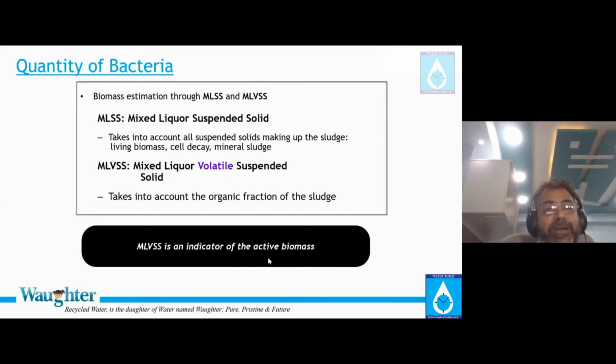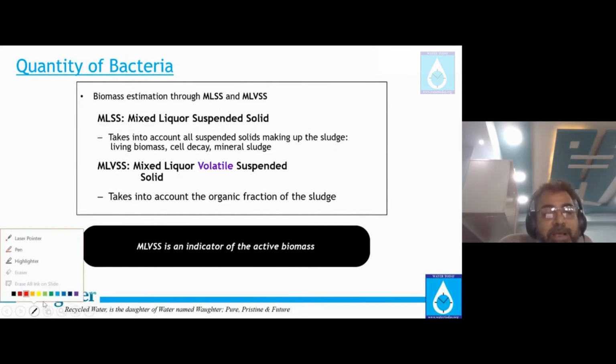So I come back on this slide. Quantity of bacteria. Biomass estimation is done through MLSS and MLVSS. MLSS means mixed liquor suspended solids, which takes into account the suspended solids making up the sludge: living biomass, cell decay, mineral sludge, etc. Whereas MLVSS takes care only of the volatile portion, which takes into account the organic fraction of the sludge. So MLVSS is an indicator of the active biomass, but MLVSS is not biomass.